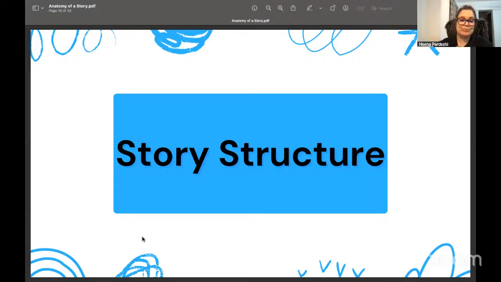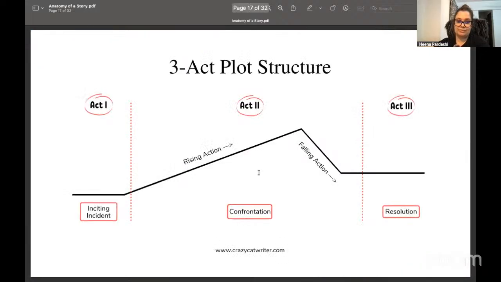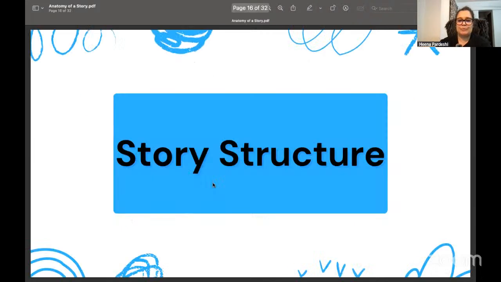And I'm back. So let's begin with story structure. Okay, before we get to the three act structure, let's talk a little bit about the structure of the story and why it matters.